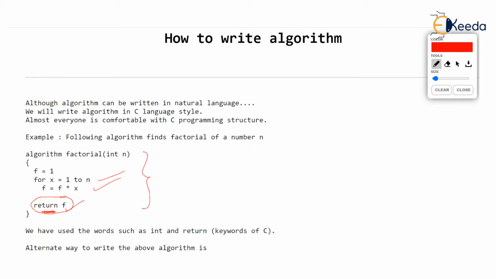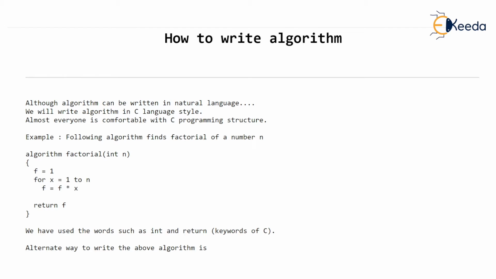All the algorithms will begin with brace open and end with brace close. Okay, we have used the words such as int and return. These are clearly keywords of C. So we take that liberty of using some words of C language. Now those who have not digested this, I mean, how are we writing something really C like?